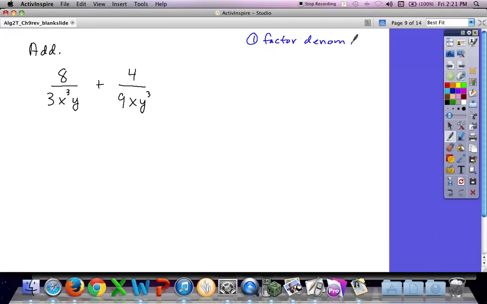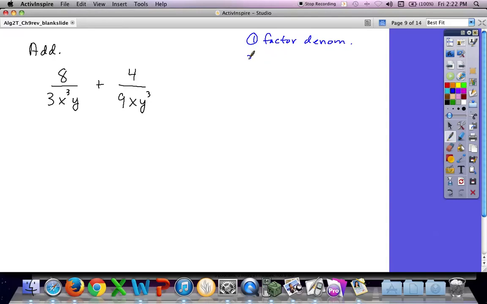How many terms are there in this denominator? 1. Remember, factors are multiplied, terms are separated. Did I say factors or terms? I should have said how many terms are there in this denominator. There's 1 term, so it can't be factored. You can only factor when there's more than 1 term. And in both of these, there's only 1 term. So that part is done.